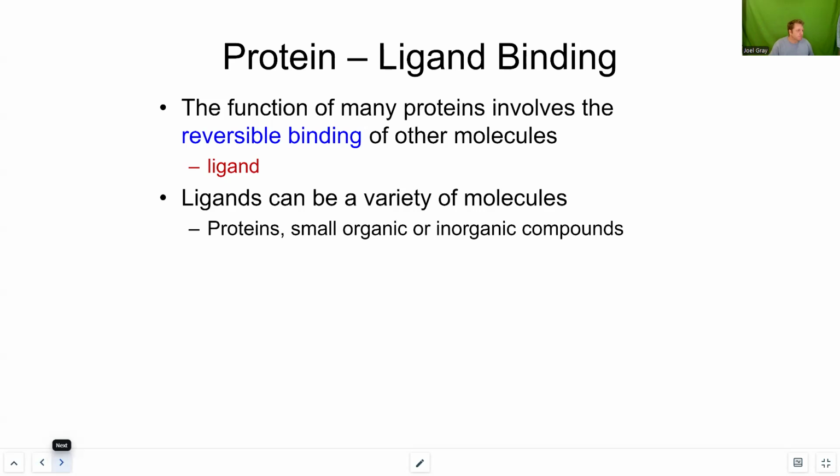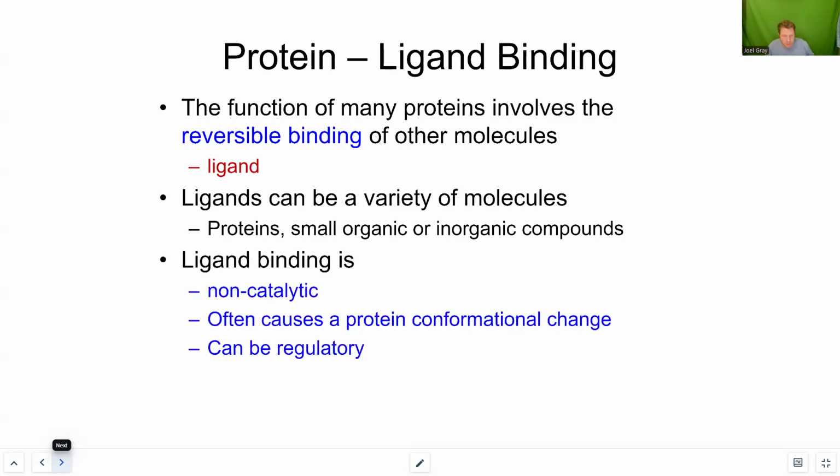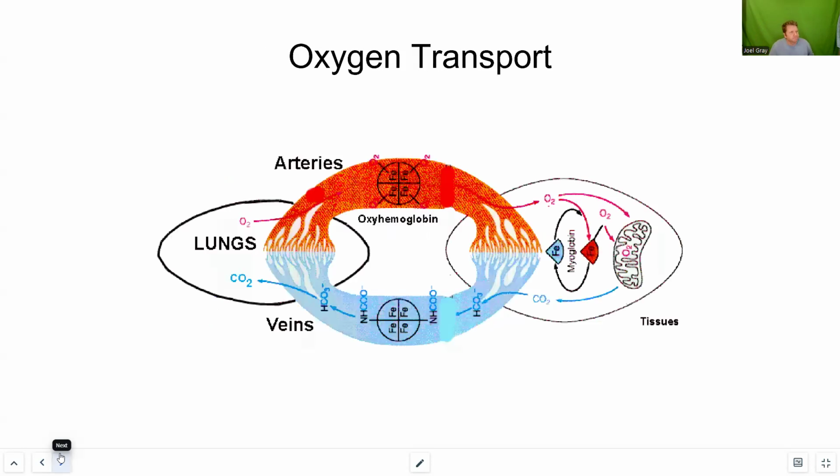Now, ligand binding is importantly non-catalytic. It often causes a protein to undergo a conformational or shape change, and it can be regulatory. We've got two different types of blood that are important for hemoglobin binding to oxygen: arterial blood and venous blood. Blood found in our veins is deoxygenated, and blood found in our arteries is oxygenated.